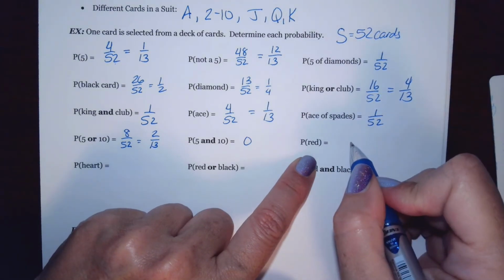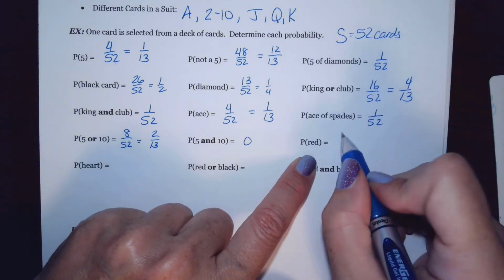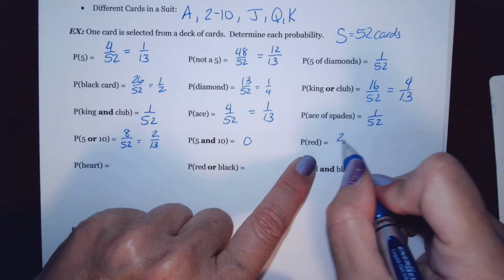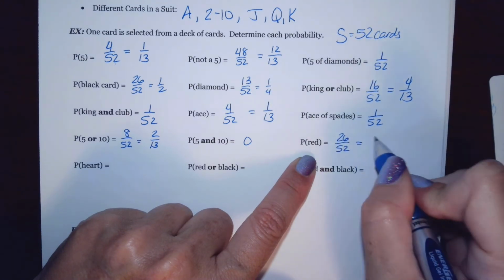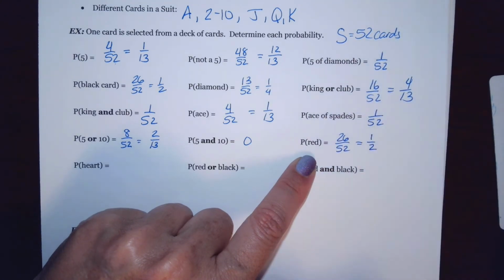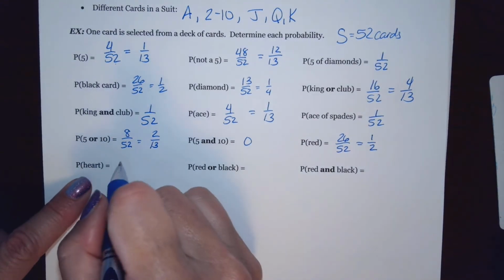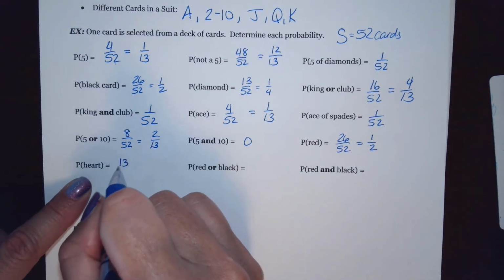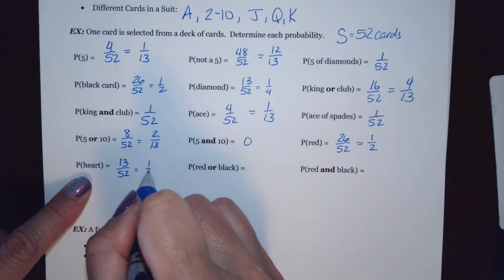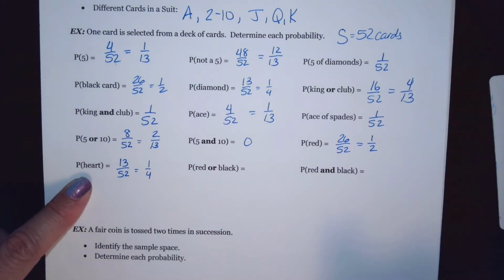What's the probability of drawing a red card? Well, it's the same as drawing a black card. Half of the cards are going to be red, so 26 out of 52 cards are going to be red. Hearts, that's one of my 4 suits. There are 13 hearts out of 52. 1/4 of the deck is going to be heart.